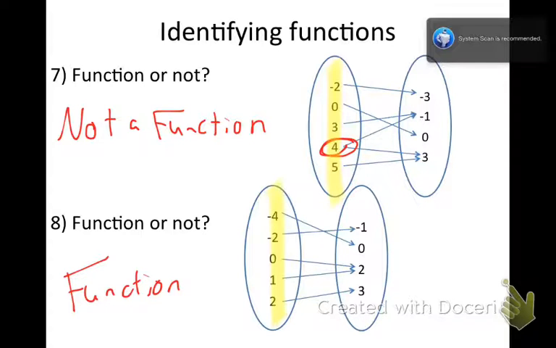So on number 1, the 4 here, the 4 goes to -1 and 3. So 4 has 2 outputs. So that means it's not a function. See how -4, bud? See how -4 has 2 lines going from it? That means it's going to 2 different outputs. So that's all you have to look at.